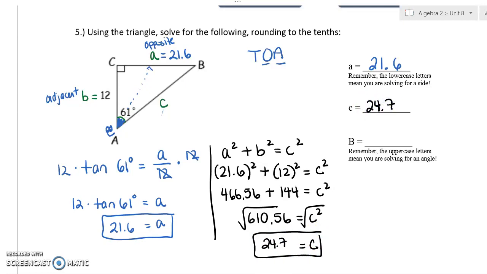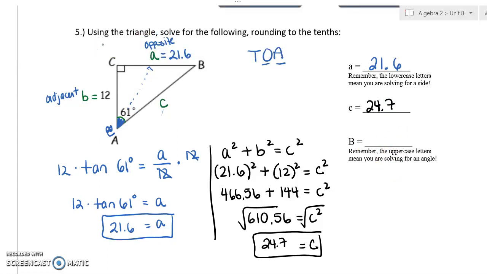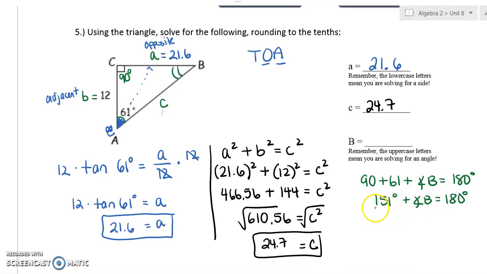And then the last thing we have to find is angle B. It's a capital letter, so I know it's an angle. We have angle A is 61. We know angle C is 90 degrees, so we just have to figure out what angle B is. Well, we know that 90 plus 61 plus angle B is going to give us 180 degrees. So when we add these two up, we get 151 degrees plus angle B is supposed to equal 180 degrees. If I subtract 151 to the other side, angle B is going to equal 29 degrees.